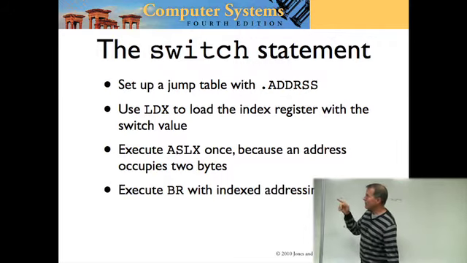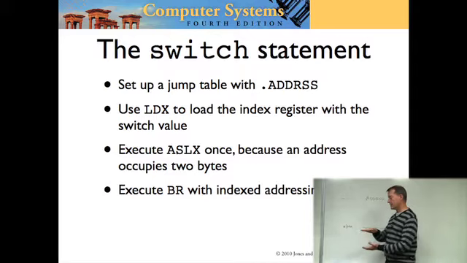Okay, so here's what you do. Here's what we do. Here's what the compiler does. It sets up a jump table with the .address command. So now instead of having an array of numbers, or an array of ints, or an array of chars, what do we have an array of? Addresses. We have an array of addresses.